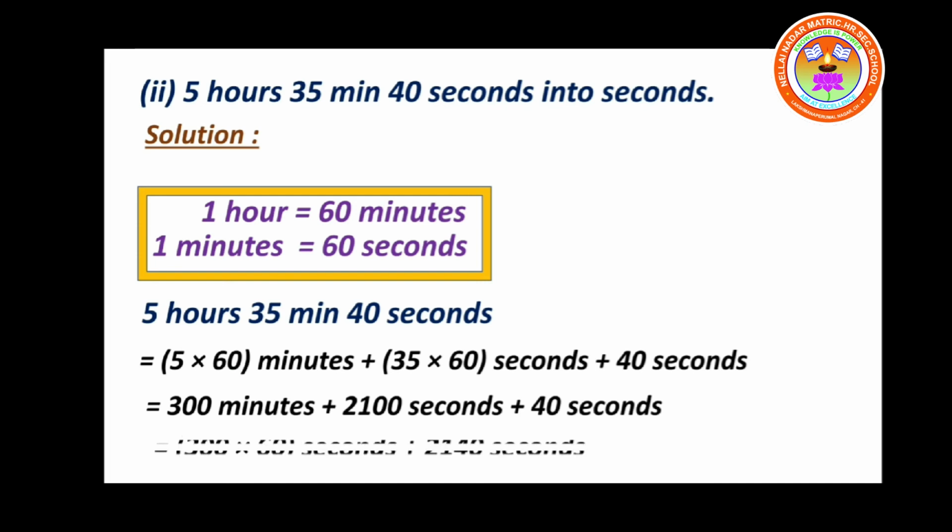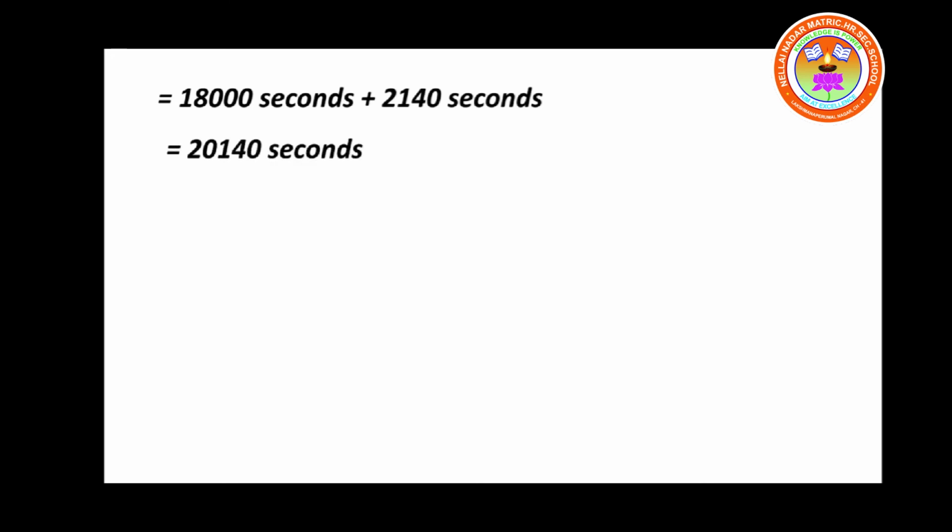Now you have to convert the minutes also. So again you have to multiply by 60 to convert from minutes to seconds. So 300 into 60 seconds plus 2140 seconds. When you multiply you will be getting 18,000 seconds plus 2140 seconds. Okay, now you have to add both. So your answer is 20,140 seconds. That is your final answer. Okay, now let us move on to the third subdivision.